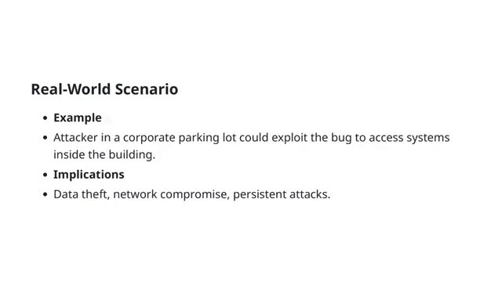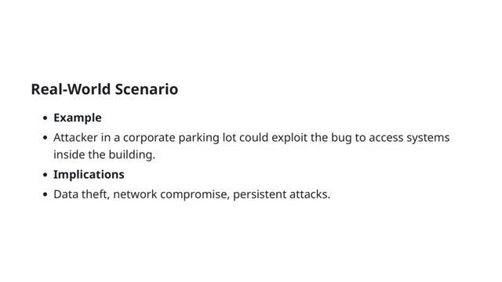In this real-world scenario, an attacker situated in a corporate parking lot could take advantage of the identified Wi-Fi bug to access systems inside the corporate building. The implications of such an exploitation are severe, including potential data theft, network compromise, and the establishment of persistent attacks within the corporate network. This kind of vulnerability demonstrates the critical need for robust wireless security practices to protect sensitive corporate data and infrastructure from unauthorized remote access.